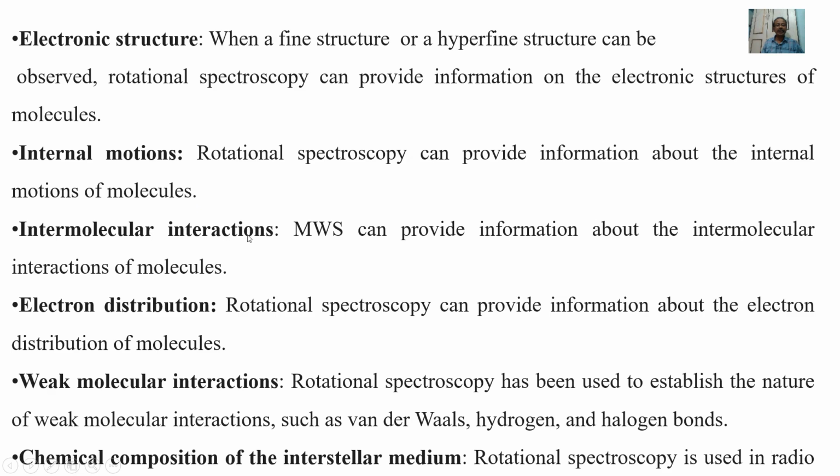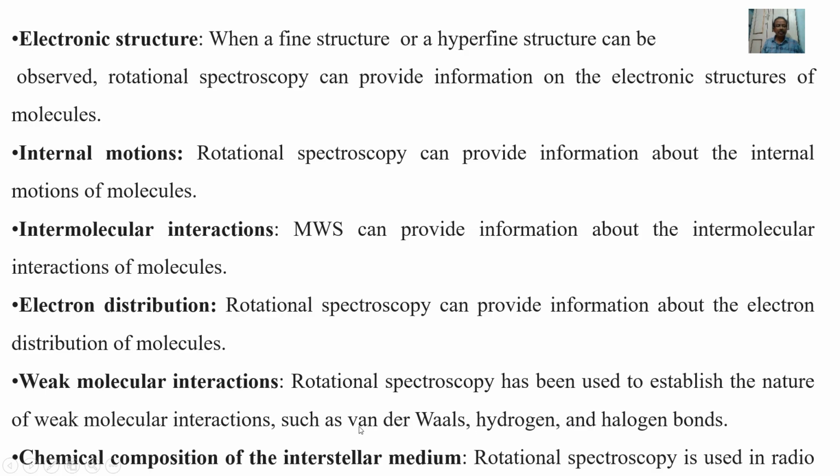Intermolecular interactions. Microwave spectroscopy can provide information about the intermolecular interaction of molecules. Electron distribution. Rotational spectroscopy can provide information about the electron distribution of molecules. Weak molecular interactions. Rotational spectroscopy has been used to establish the nature of weak molecular interactions such as van der Waals, hydrogen, and halogen bonds.